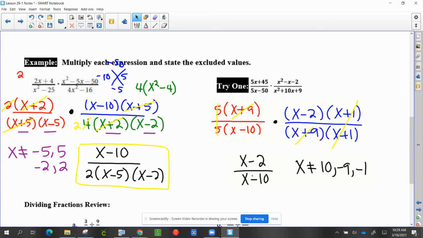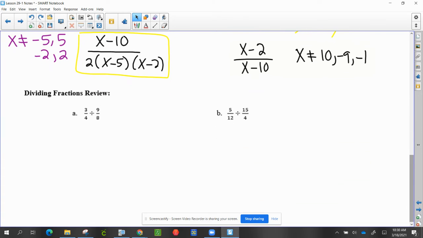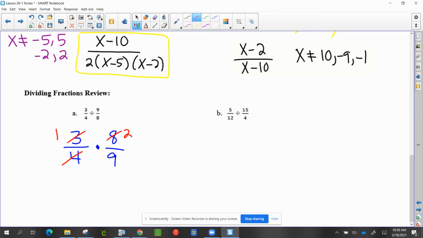Okay, one last thing we have to do now is division. Dividing rational expressions is the same thing as dividing fractions. If we remember, when we divide fractions, we don't actually ever divide them. We keep the first fraction the same, and then we multiply by the reciprocal. And then from there, we can cancel out common factors, giving me my quotient in the end. So it's that keep, flip, change.